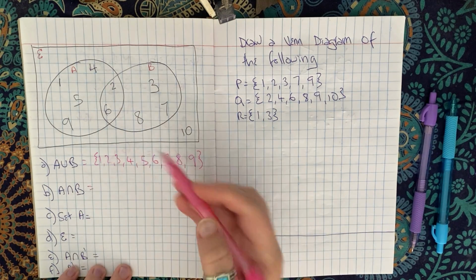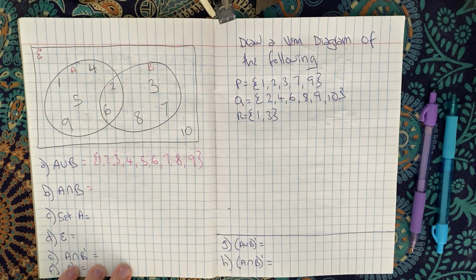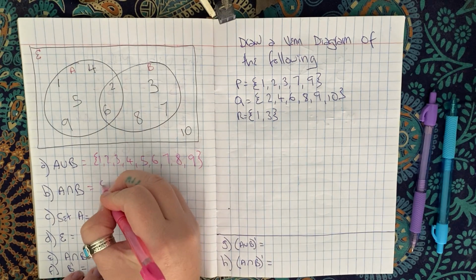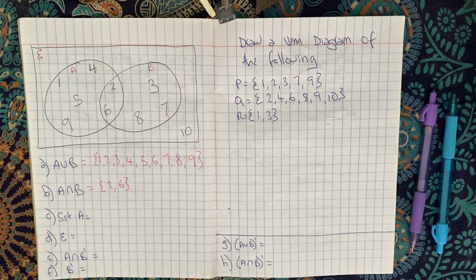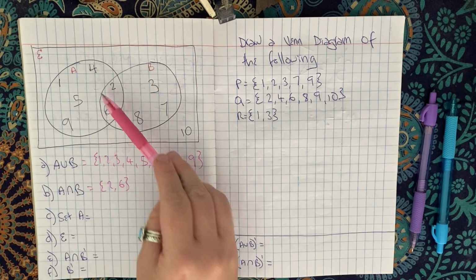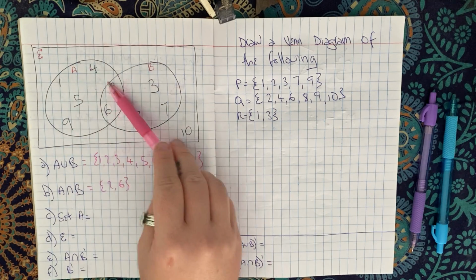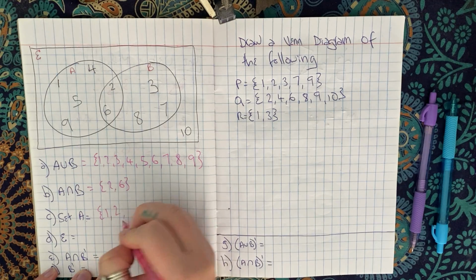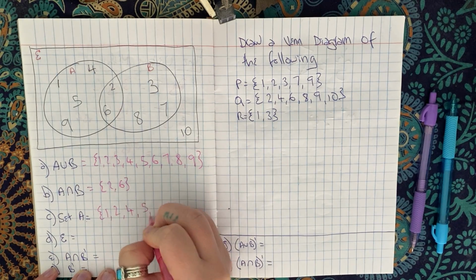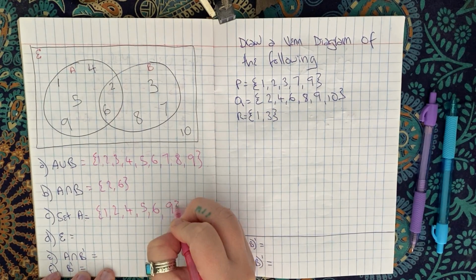Now the intersection is just the bit where they cross over, right? It's exactly what it sounds like, an intersection. So the only things they have in common are 2 and 6. So then I want set A. Well, that means I'm just going to look at this section here. So I've got 1, 2, 4, 5, 6, and 9.